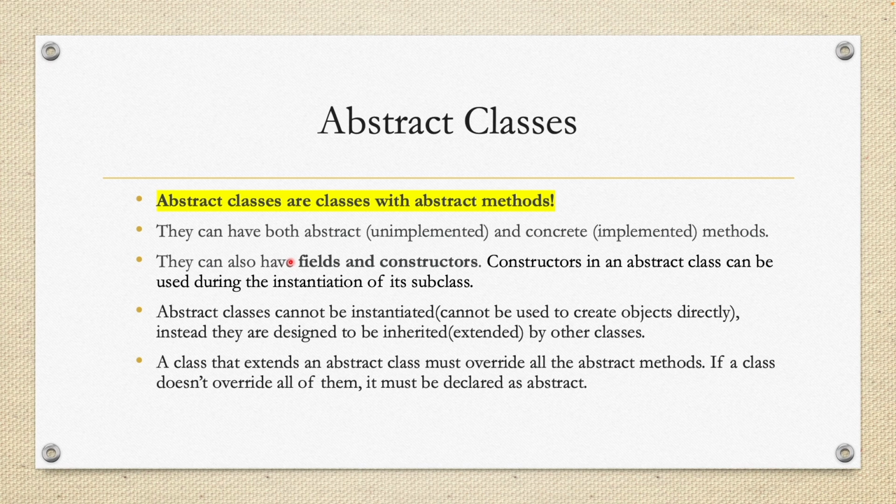So what are abstract classes? Abstract classes are classes with abstract methods. They can also have concrete methods as well. We're going to be looking at an example soon. But they can also have fields and constructors like any other classes. However, abstract classes cannot be instantiated, which means you can't use them to create an object directly. Instead, they're meant to be inherited by other classes.